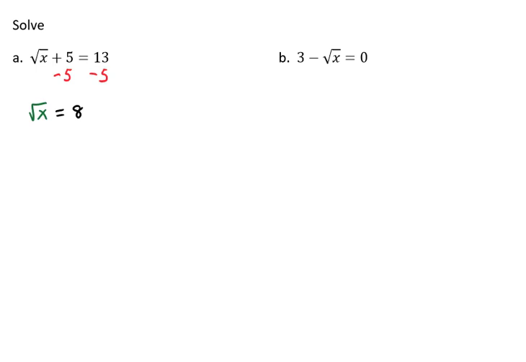Well, we need to get rid of that square root. It's a square root, so the inverse of square rooting is squaring. So we're going to square both sides, and that is going to give us that x equals 64. And that's going to be our solution. Let's try another one. So we have 3 minus the square root of x equals 0.